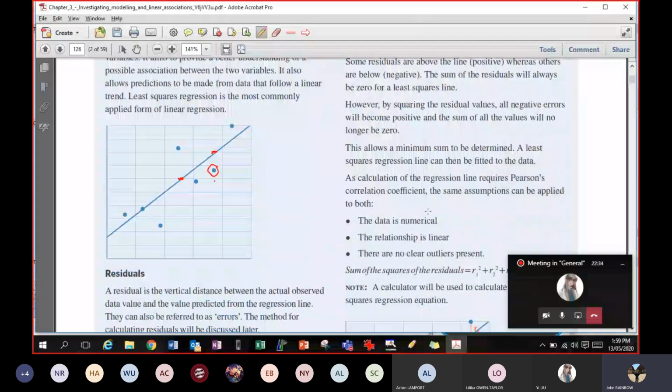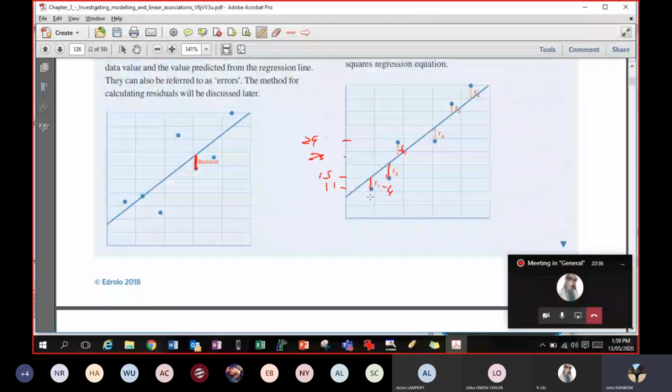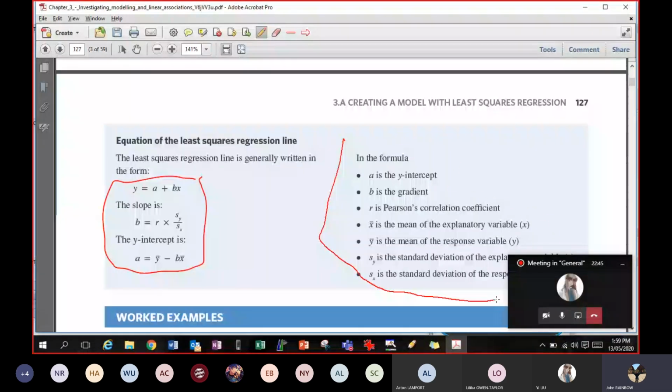I find that's the hardest part. The only other part that is difficult is literally just make sure you've got this in your book, okay? And you need this. Sometimes it can be given to you in words, it can be given to you as symbols, the values, but the first thing you need to do is find B, the value of B, and B is the gradient. And then once you've found the gradient, then you can find the y-intercept, which is A.